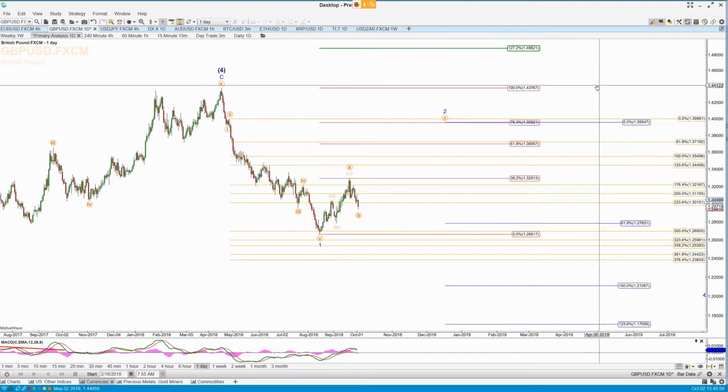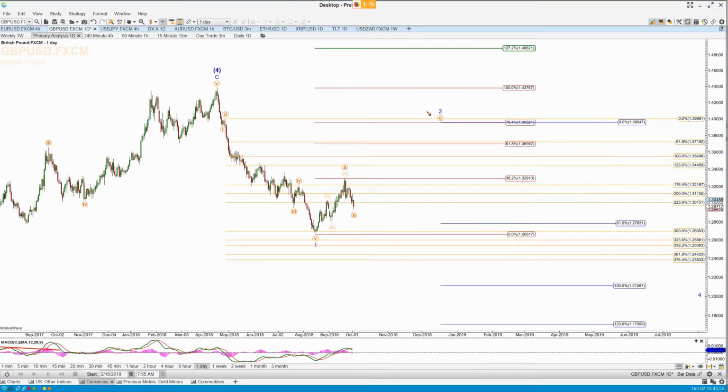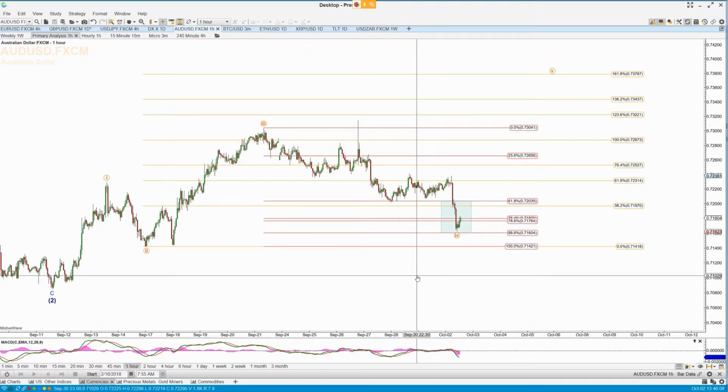Looking for, if I come back to here, this C of the 2 up in cable to at least 1.3695, the 618 here, and more likely the 764. So it's that move that we're looking to trade. But wait for the next move down to hit and hold a fib.